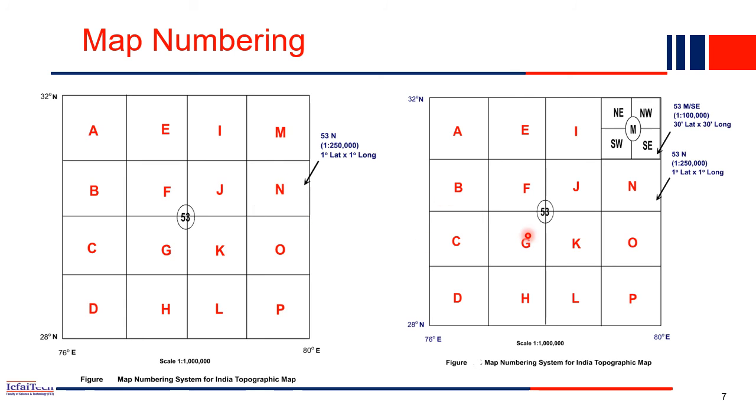Now further, each block will also be subdivided. You can see this 53, and this is M. This M is again subdivided into 4 parts. So this portion is now half degree by half degree.